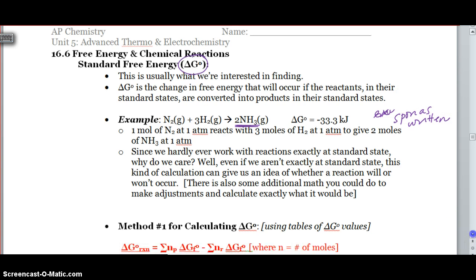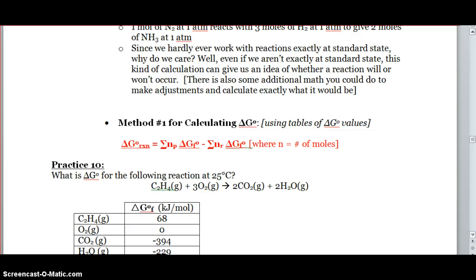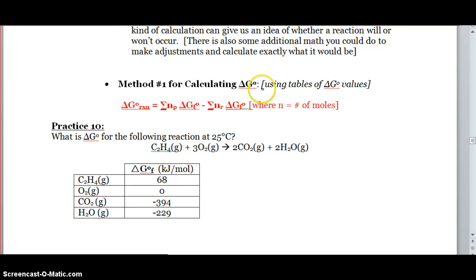So there's 3 different ways we're going to look at calculating delta G. And so the first way is very straightforward. We just go to the tables in the back of our book, or we can look the values up, and calculate delta G doing products minus reactants. So if you have those values, now the problem is you may not always have those values, but if you have them, you can certainly just do products minus reactants.